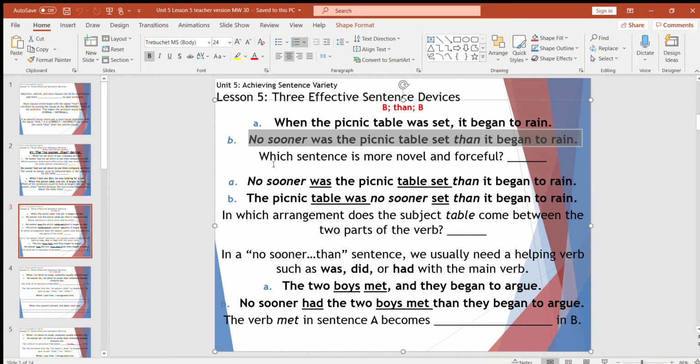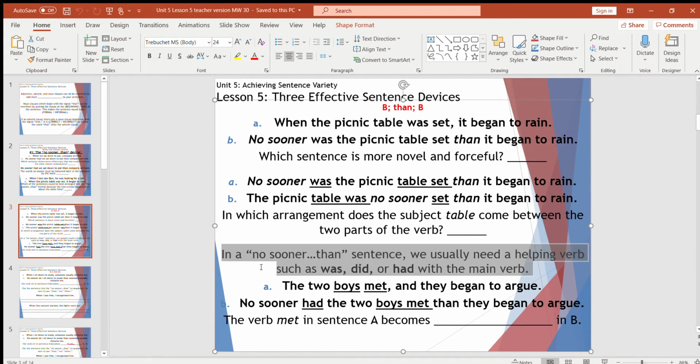So "no sooner was the picnic table set than it began to rain" versus "the picnic table was no sooner set than it began to rain." In which arrangement does the subject table come in between the 2 parts of the verb? That would be A, right? Because was set is the verb, table is my subject. So circle, star, highlight this. This is important and everyone always forgets it every year.